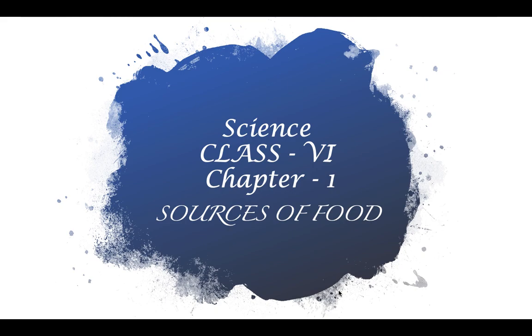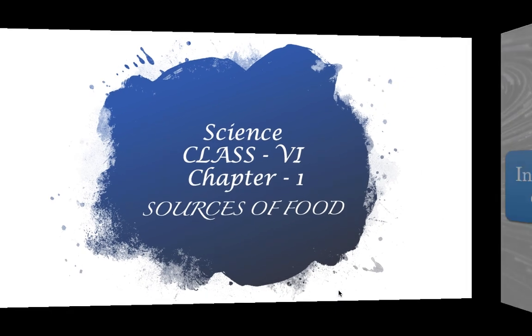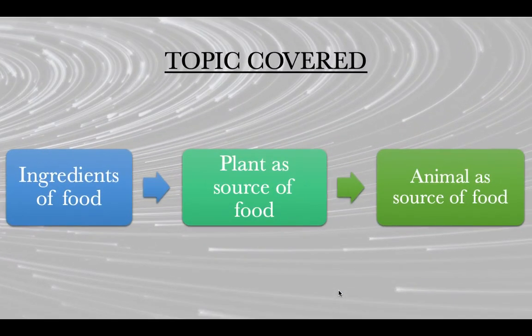This is part 2 of Sources of Food. In part 1, we learned about food, nutrition, nutrients, functions of food, variety of food, and ingredients. The topics that we will cover today: number 1, ingredients of food; number 2, plants as a source of food; number 3, animals as a source of food.